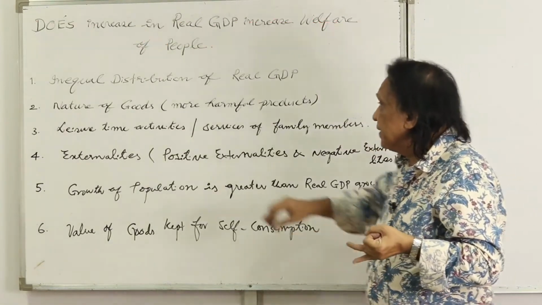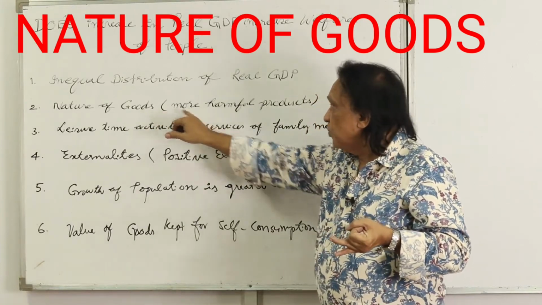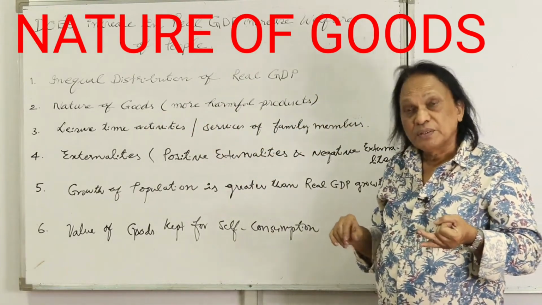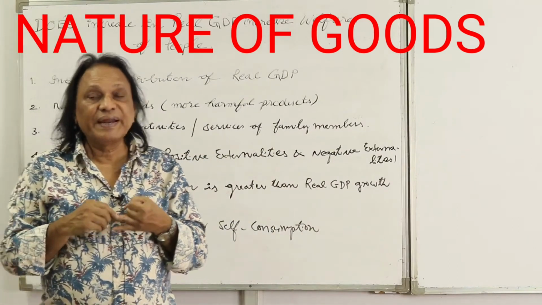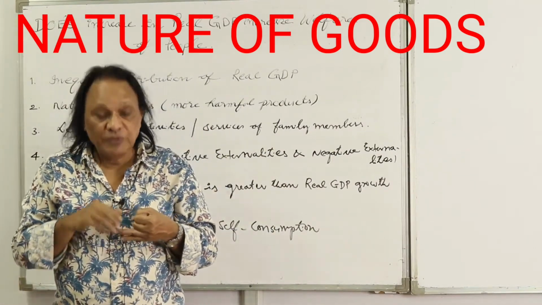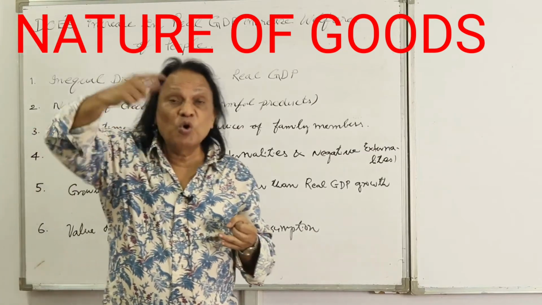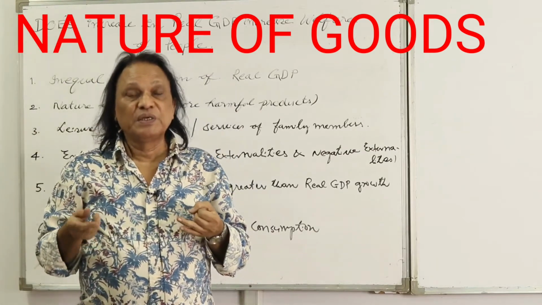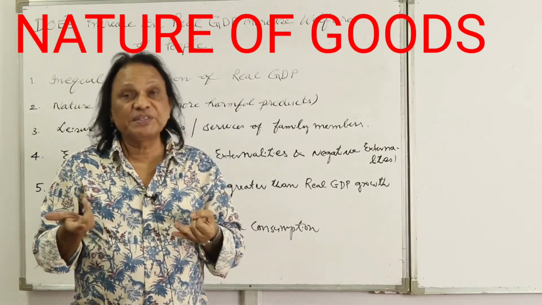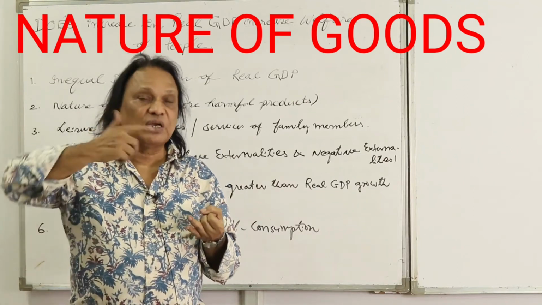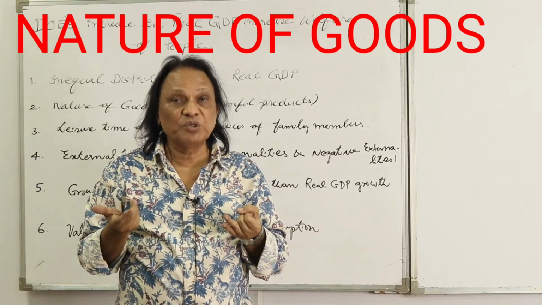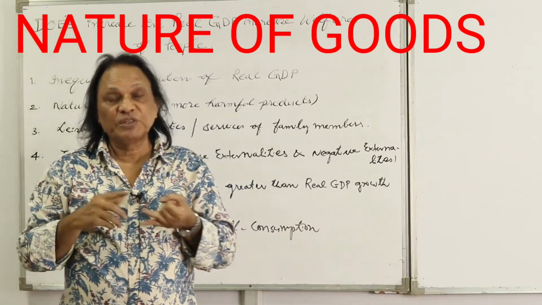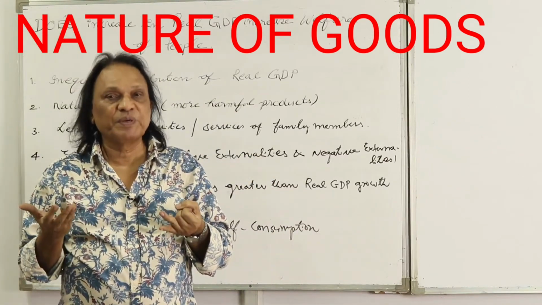The second point is nature of goods, more harmful products. See, real GDP is increasing because of more production of harmful products, such as maybe cigarettes, maybe some drugs, or maybe arms and ammunition in the economy, which definitely won't increase the welfare of the people.